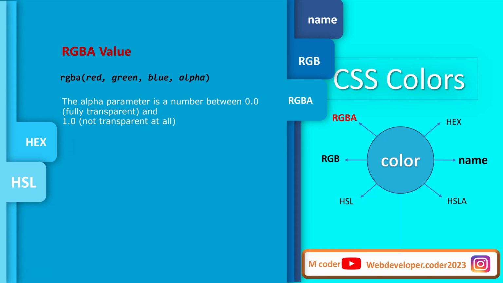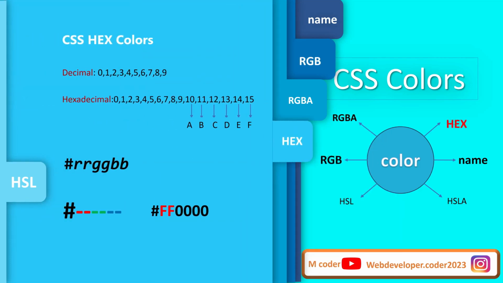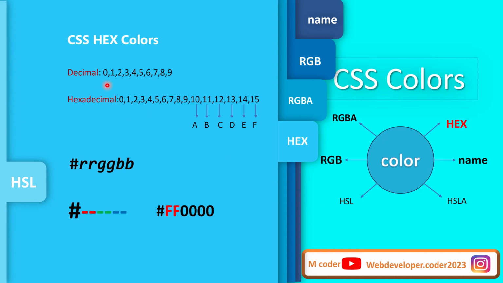Now let's check HEX colors. In decimal, we have 10 numbers from 0 to 9. But in hexadecimal, we have 16 numbers from 0 to 15. And instead of 10, we say A. Instead of 11, B, 12, C, 13, D, 14, E, and 15, F. That means we have from 0 to F.